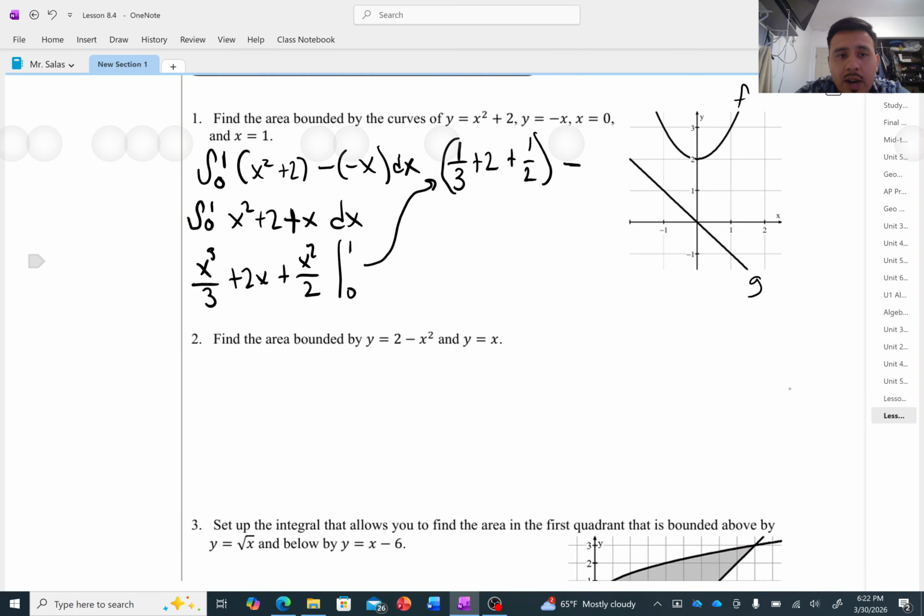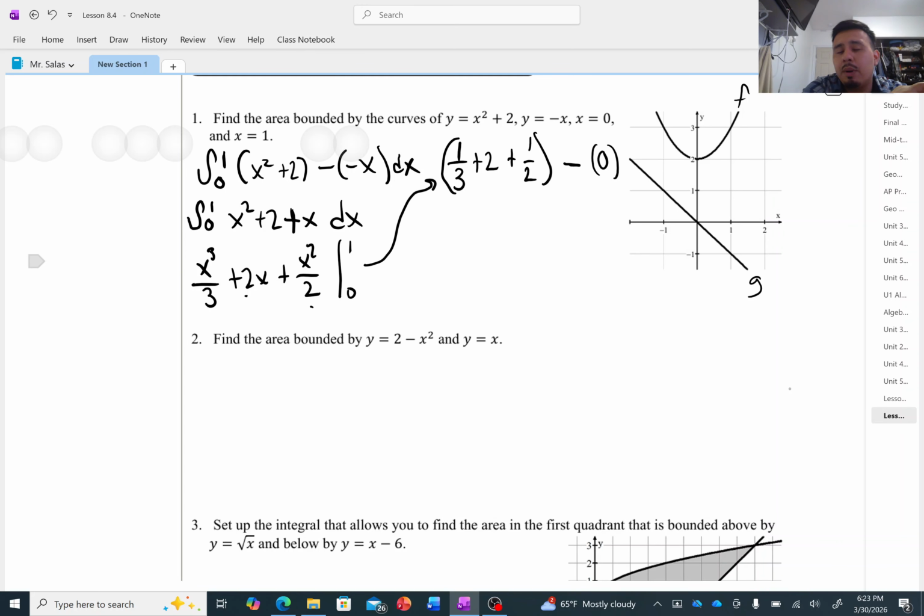I plugged in the 1 and I got 1 to the power of 3, that's 1 to the power of 2, that's 1. So I got 1/3 plus 2 plus 1/2, right? Minus, if I plug in a 0, well, this is going to be 0, this is going to be a 0, and this is also going to be a 0. I'm plugging in the 0 right here to this equation. So now if I plug in a 0, it's going to be minus 0, right?